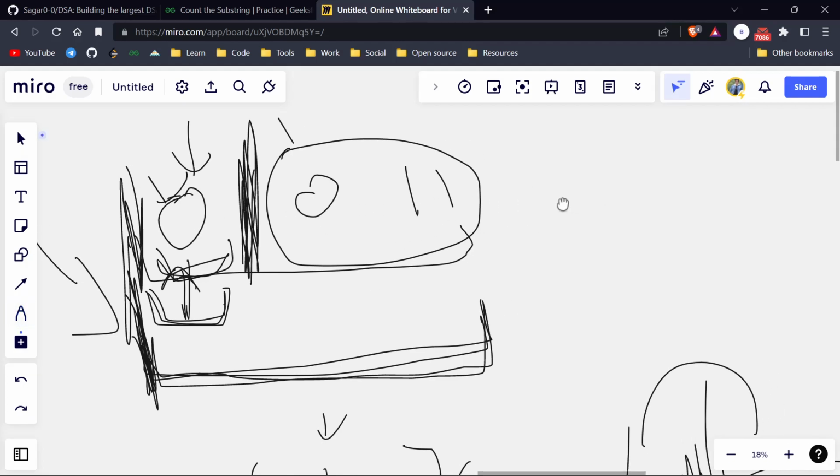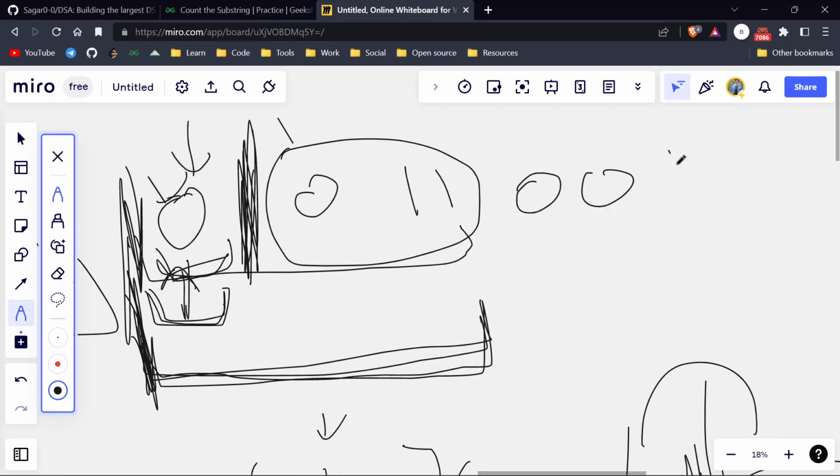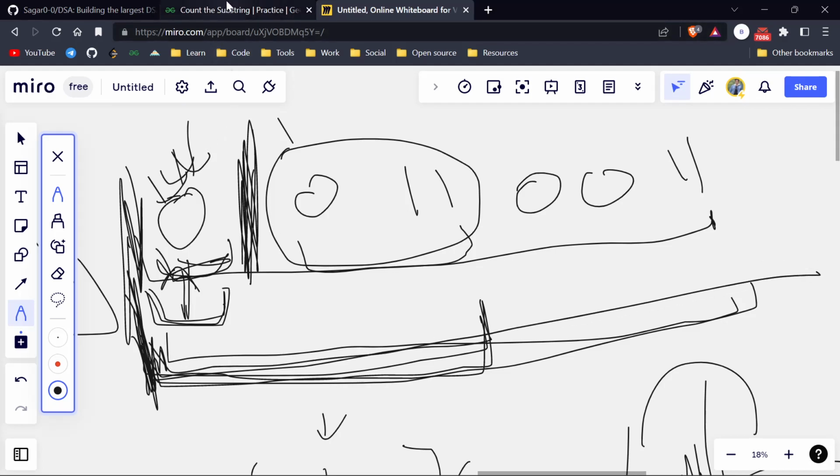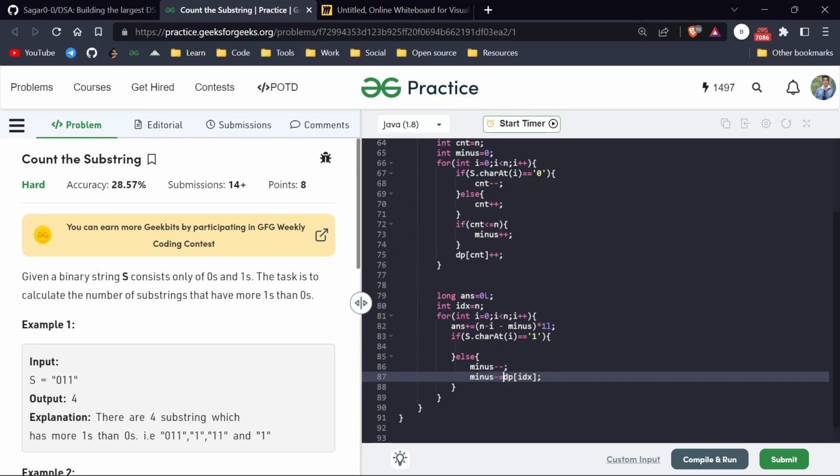Suppose we have another example, 0011. In this substring also, this zero is taking part in making it an invalid substring. This one is valid, but including this zero, it is invalid. So this is invalid including this zero. Now we have to remove the number of invalid substrings that it is taking part in.